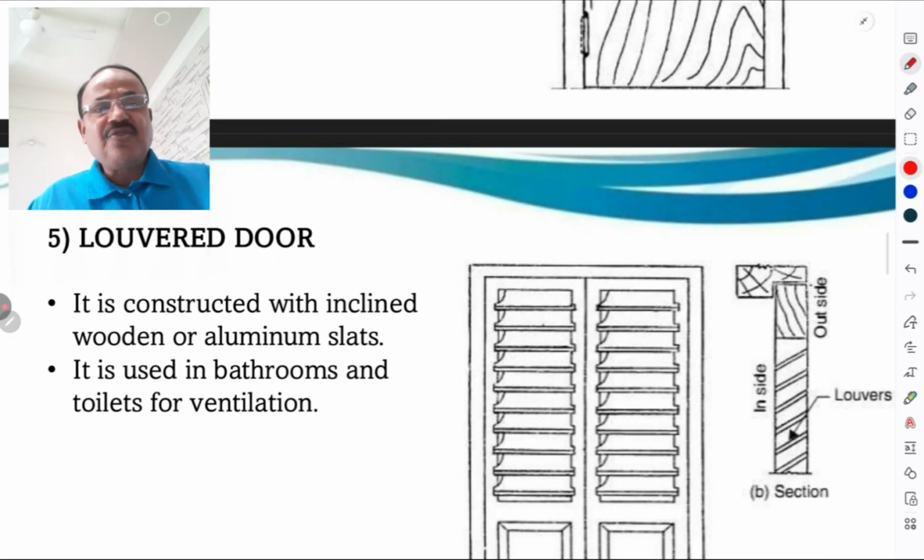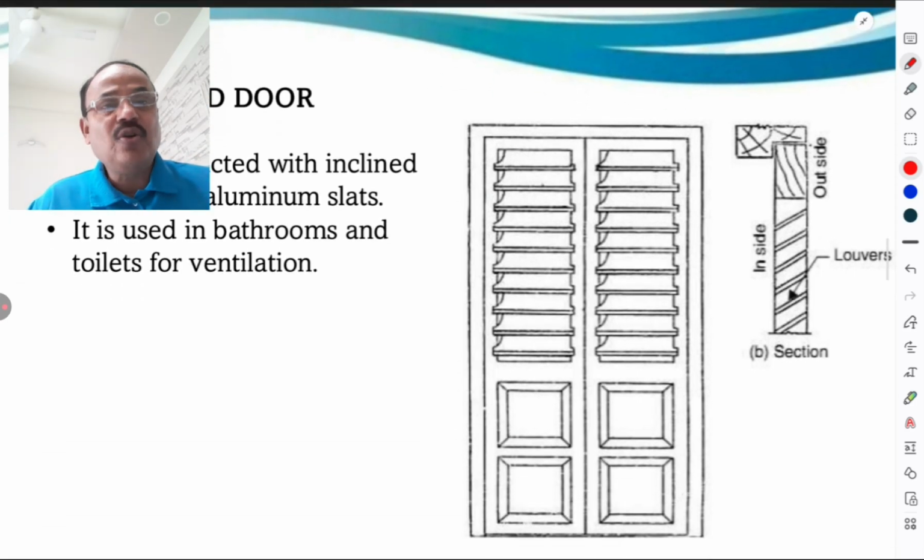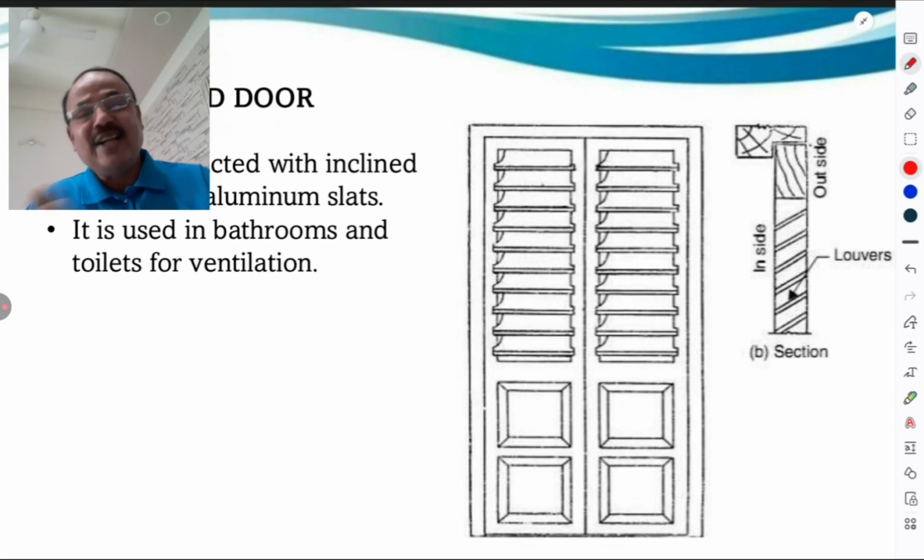Louvered door. It is constructed with inclined wooden or aluminum slats. It is used in bathrooms and toilets for ventilation. This louvered door, the main door of a flat, is of louvered type. Why? Because we must see the people who are standing outside our flat, and there must be a second door also, which is fully flush door.